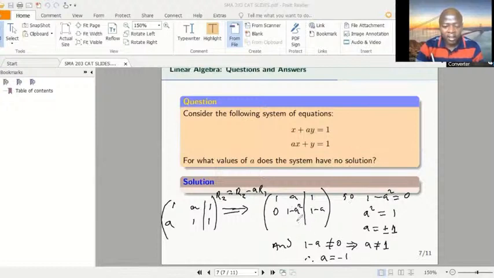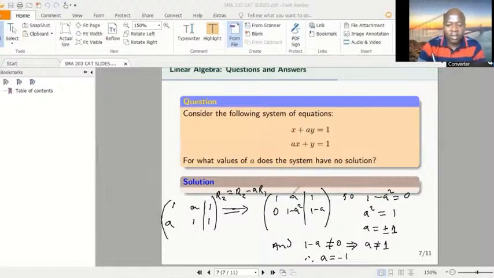And just check here. If A is negative 1, then the right side will be 2. And the left side here will be 0. So we can never have 0 plus 0 giving us 2. That means this system then has no solution if A is negative 1.